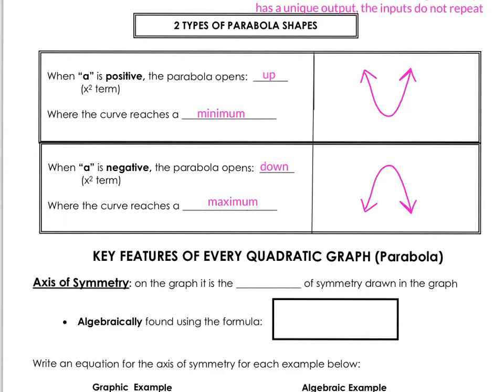So when you look at the shapes over here, we can see that, like I said, when the a value is positive and it opens up, there's a minimum value here, a smallest point, lowest value. And then when a is negative, this curve opens downward, and that means it has a maximum point.